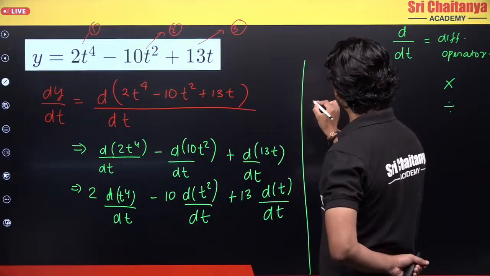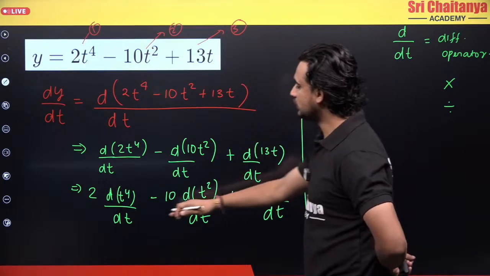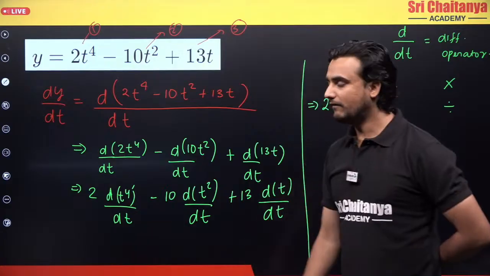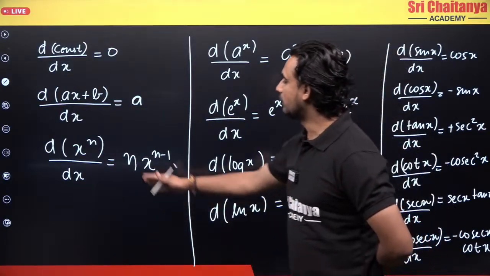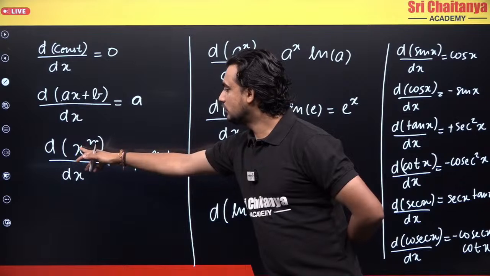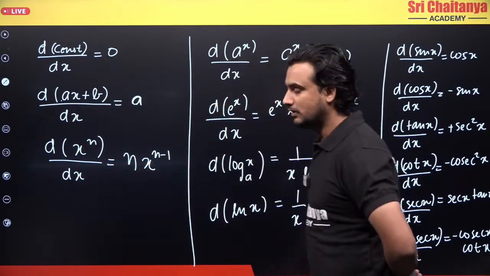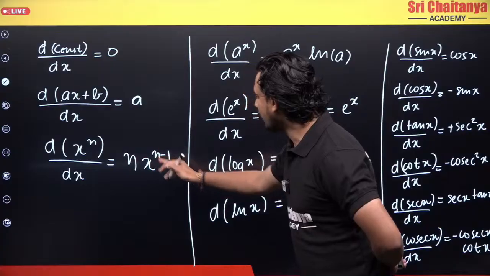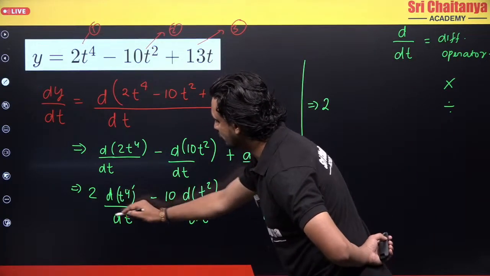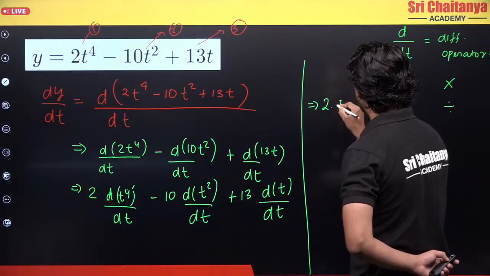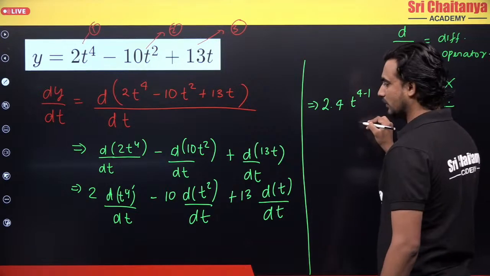So finally, this 2 I can write as it is, and differentiation of t power 4. If I have t power 4, what formula can I use? I can use the power formula. So differentiation of x power n, just substitute x as t. So this will become n t power n minus 1. So what is the way to do? This 4 will come forward, and I will say t power 4 minus 1.